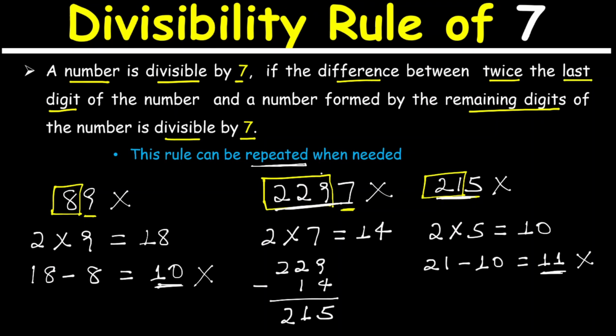So keep in mind that a number is divisible by 7 if the difference between twice the last digit of the number and a number formed by the remaining digits of the number is divisible by 7.